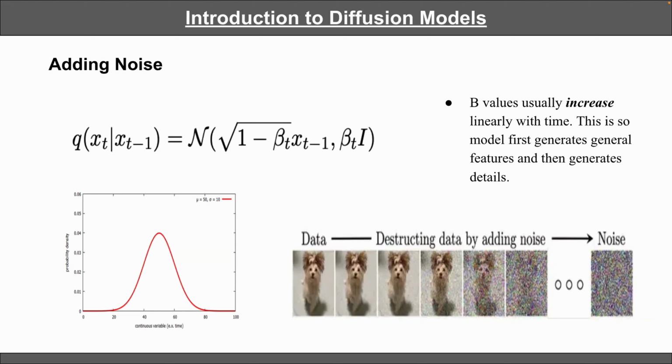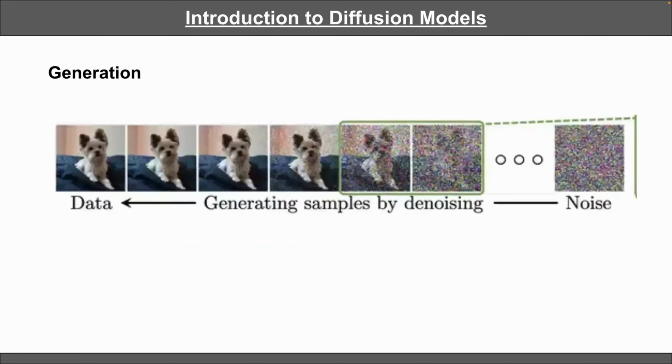And here is the Markov chain adding noise. Essentially, the first term in the normal distribution brings the mean closer to 0, and the second term increases the standard deviation. And B is basically how much noise we add at each time step. We increase the amount of noise we add as we go forward because we want the final steps to add a lot of noise, so that when the model denoises, it learns the general features first and then learns the more niche features to add.